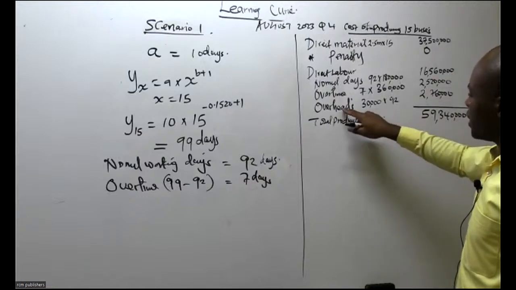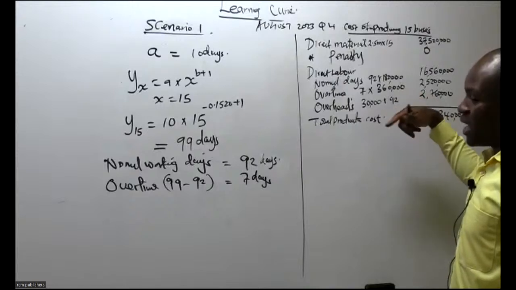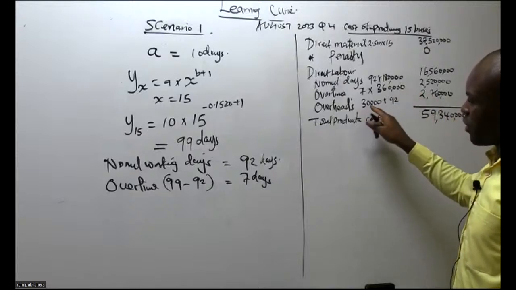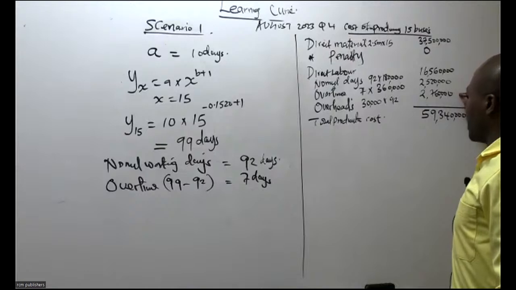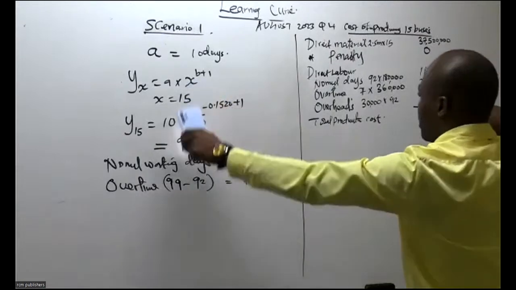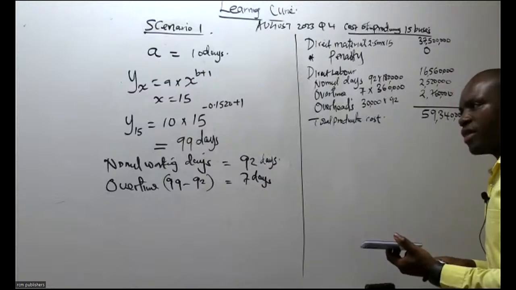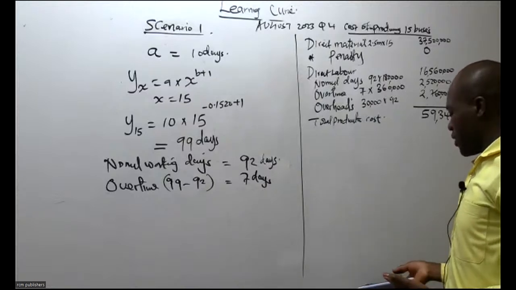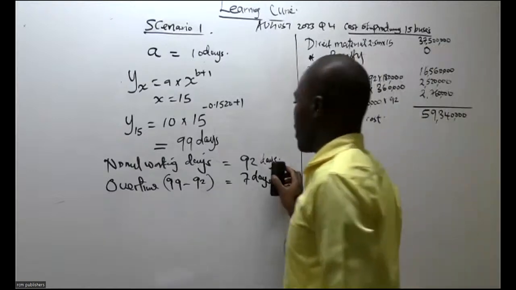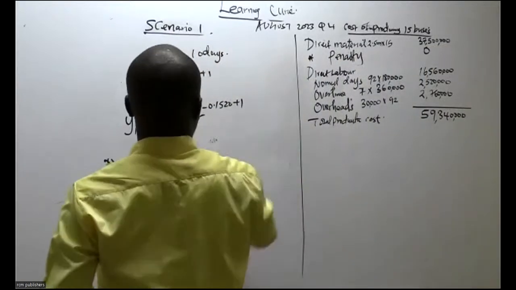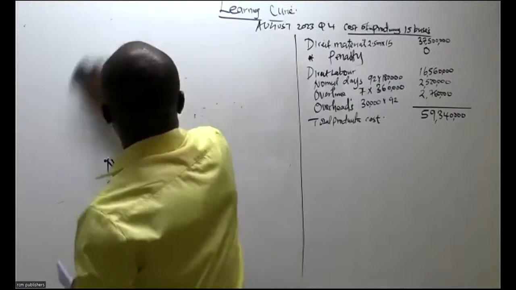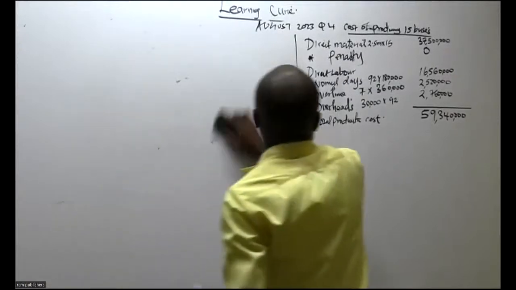Then the overheads here depend on the normal working days. So just take your 30,000 by this. Again, it does not depend on the results of the learning curve. So already you have 2 marks, but you did not know anything about the learning curve. So that's how you harvest those 3 marks. So that is scenario 1, gone.